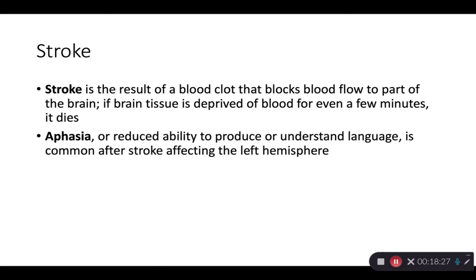One of the most common things that can happen after a stroke is that a stroke can affect Wernicke's area or Broca's area or both. And that can produce a reduced ability to produce and understand either written and or spoken language. So this is going to be very common after stroke that affects the left hemisphere, which many strokes do.